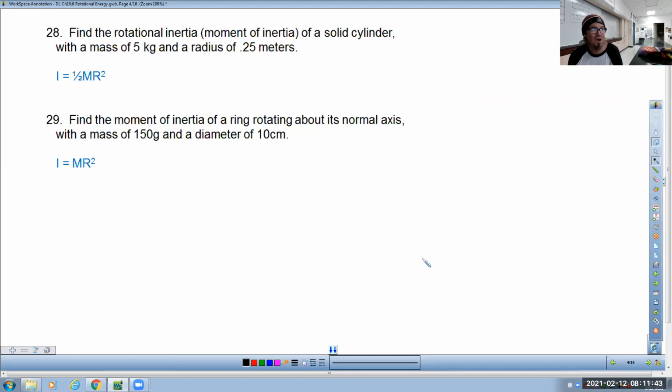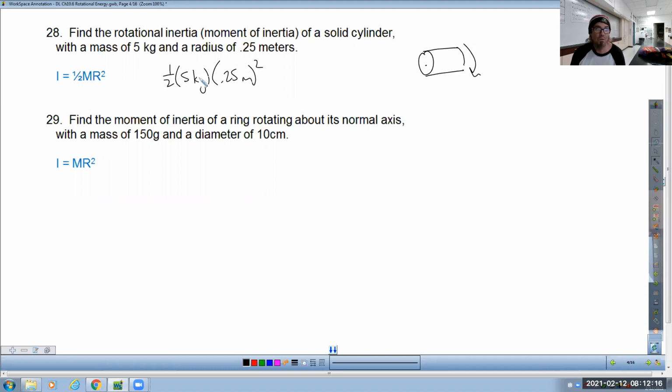Question numbers 28 and 29 are just simply trying to practice using the rotational inertia equation. So depending on what it is, if you have a solid cylinder, okay, so here's a solid cylinder. If you want to make this solid cylinder spin, then you're going to need to know its distribution of mass, or more commonly what we call the moment of inertia, all right? So the moment of inertia just says take 1/2 times the mass of the object times the radius, 0.25 meters, and you're squaring the radius. When you plug all this into your calculator, 1/4 times 1/4 is 1/16, times 1/2 is 1/32. Whatever that is as a decimal.